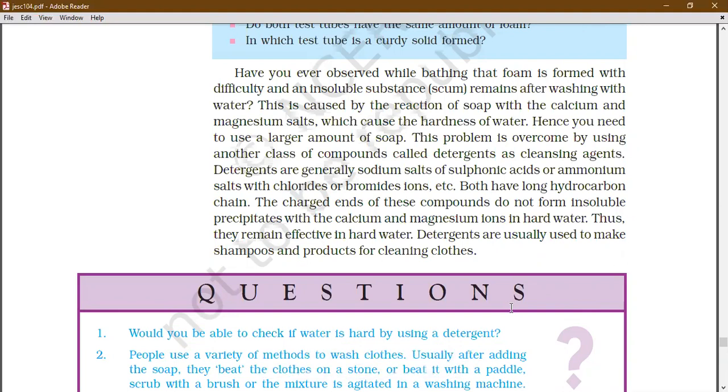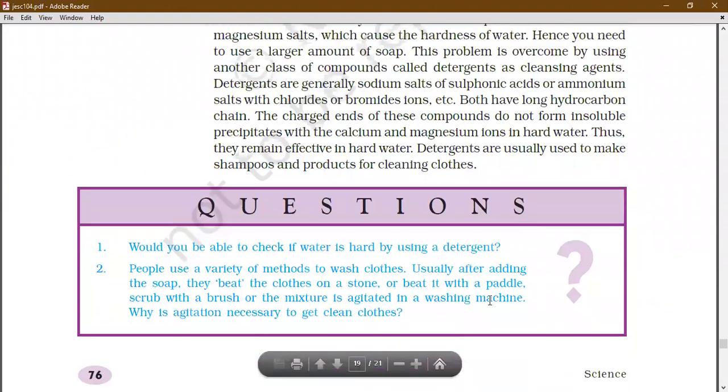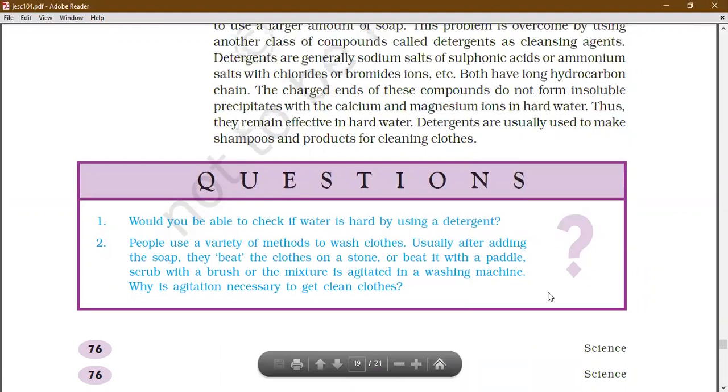Detergents are generally sodium salts of sulfonic acids or ammonium salts with chloride or bromide ions, etc. Both have long hydrocarbon chains. The charged ends of these compounds do not form insoluble precipitates with the calcium and magnesium ions in hard water. Thus, they remain effective in hard water. Detergents are usually used to make shampoos and products for cleaning clothes.